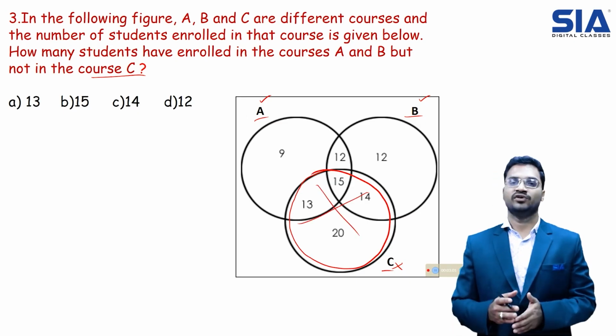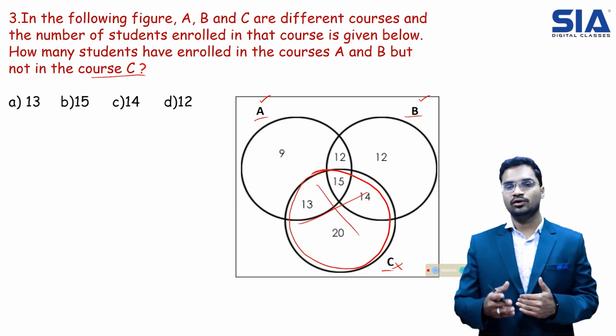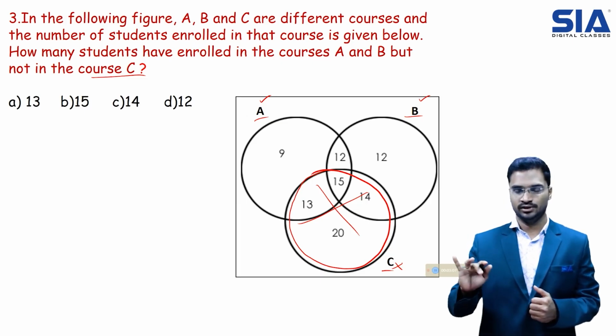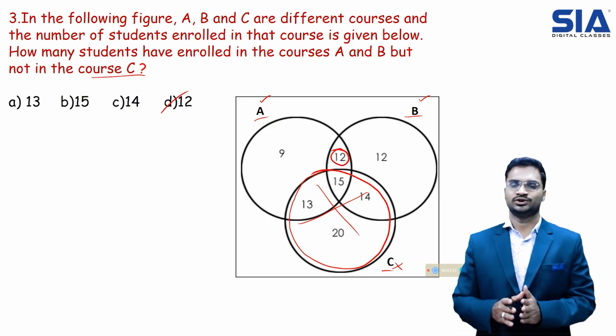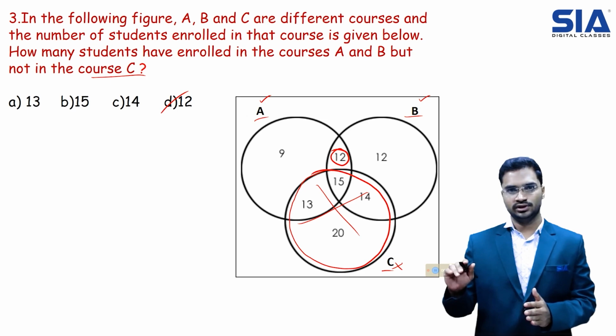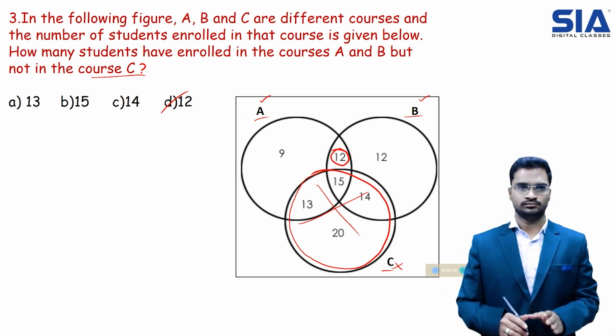Now we have to find the number of students who have enrolled in both the courses A and B. So after seeing, we can say that there are a total of 12 students who have enrolled in both the courses A and B. So our answer is 12.